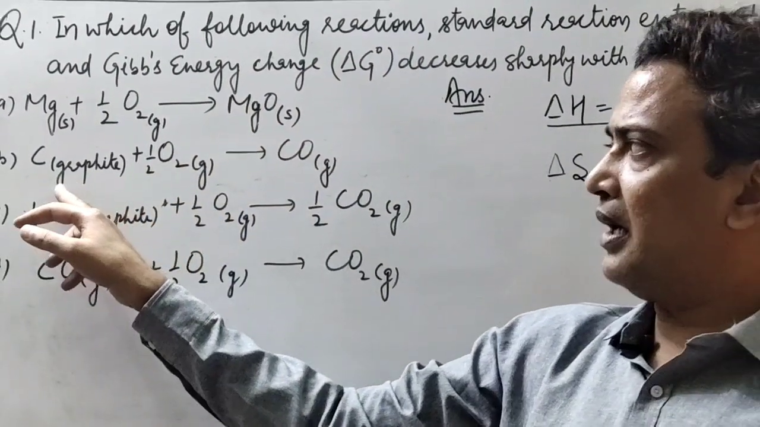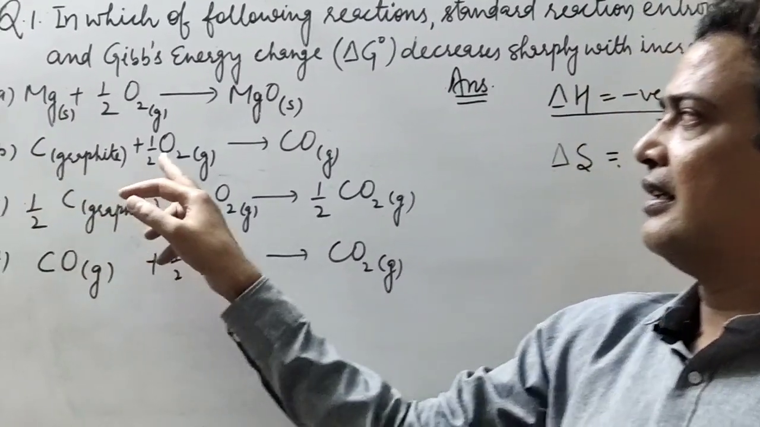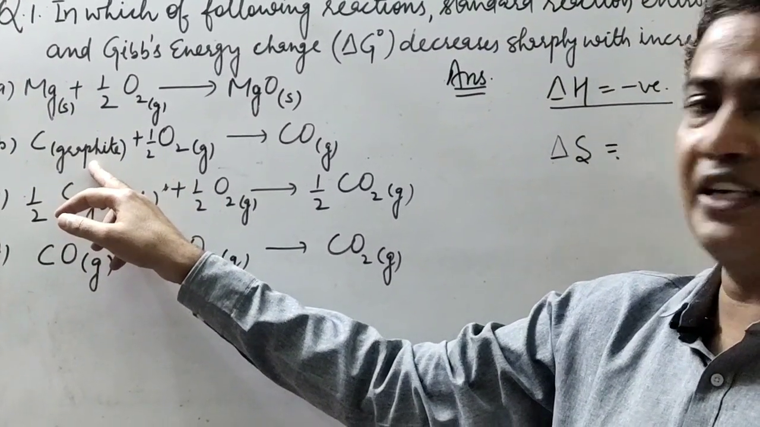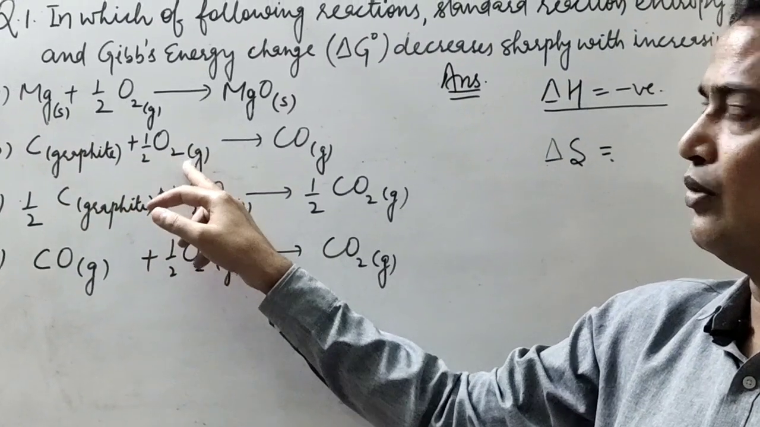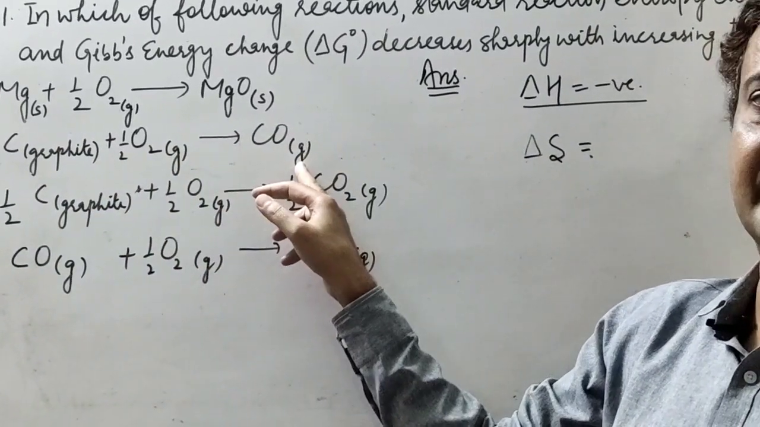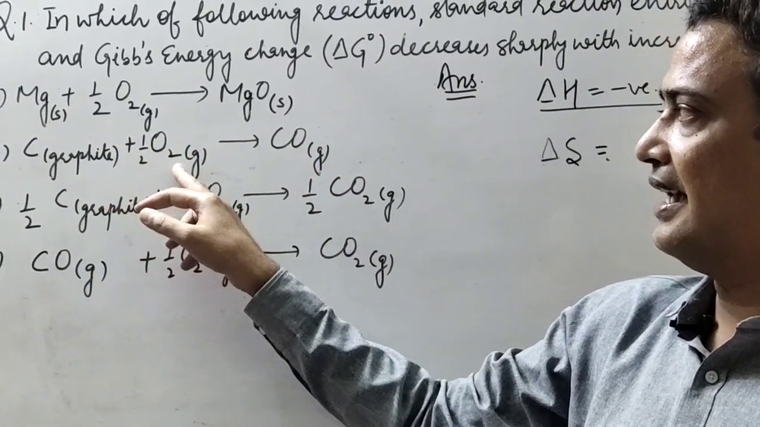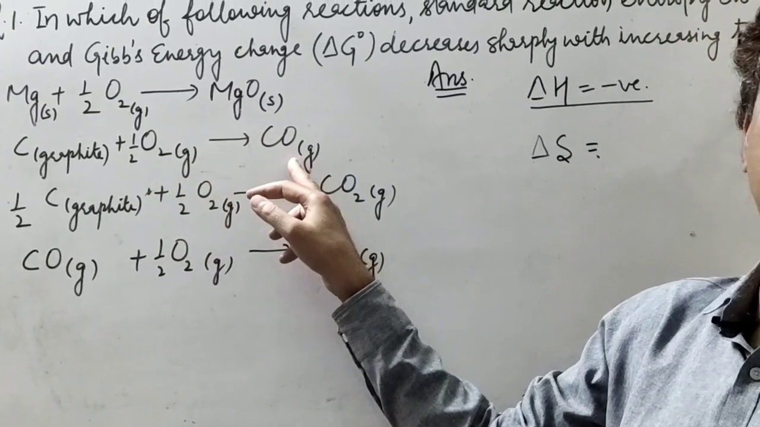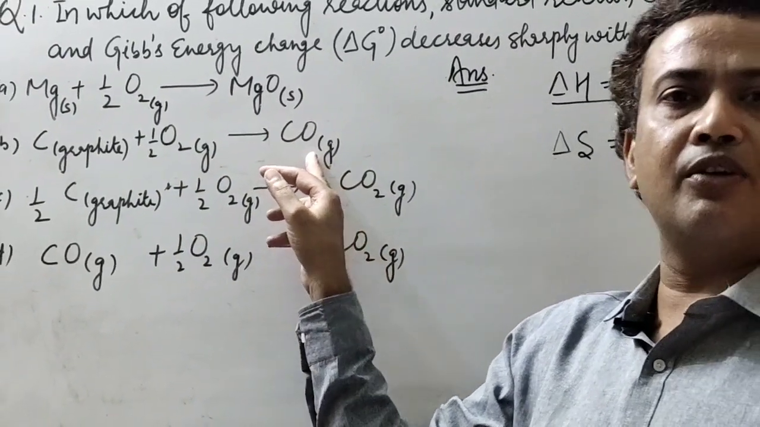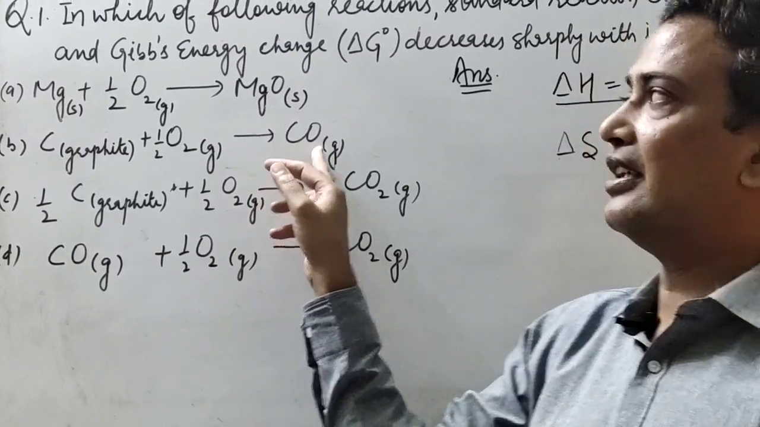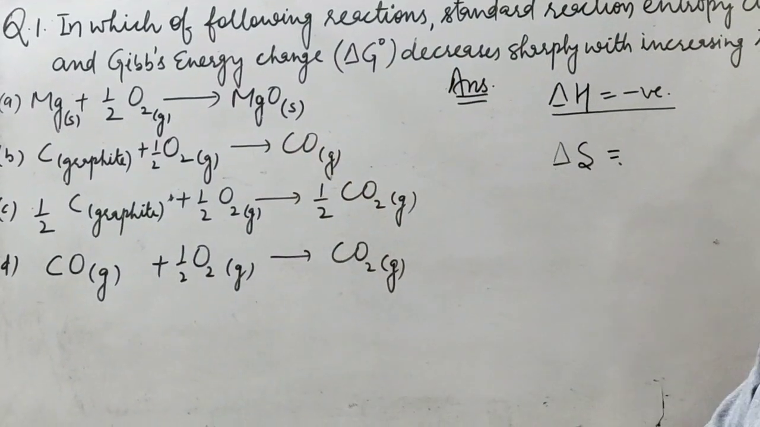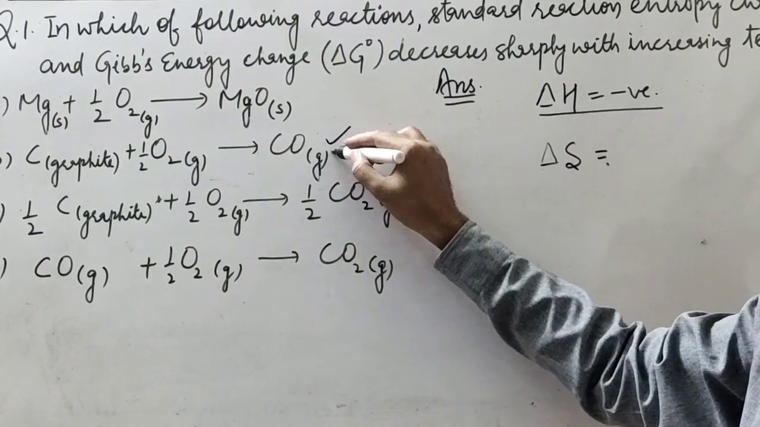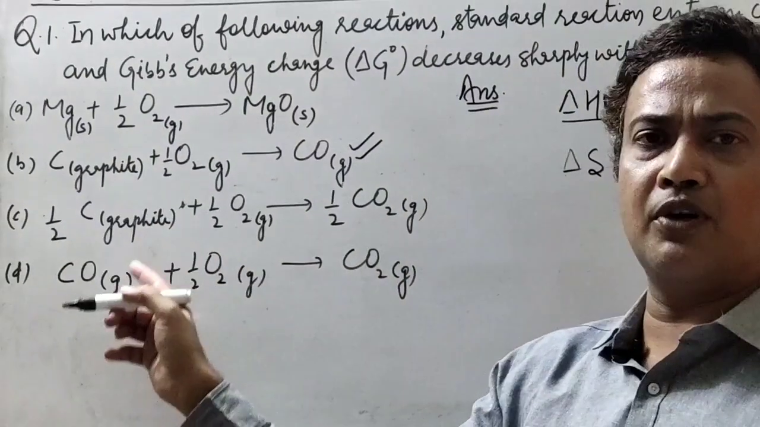In the second part, option B, C graphite is in solid state, half O2 is gas and CO is gas. Half a molecule of gas is converted into one molecule of gas. It means entropy is increasing. It matches our question. Delta S is increasing in the second case. Also check the third and fourth cases.